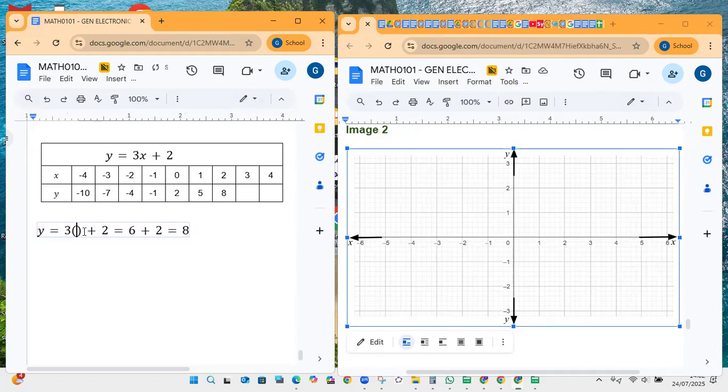Let's input 3. And let's see what comes out. 3 3s are 9. 9 plus 2 will give us 11. So out comes 11. Oh, by the way, the input is called the domain and the output is called the range. Okay, so the y values are called the range. So lastly, let's input 4. 4 3s are 12. 12 plus 2 will give us 14.